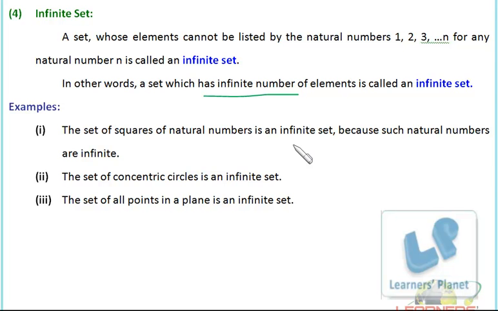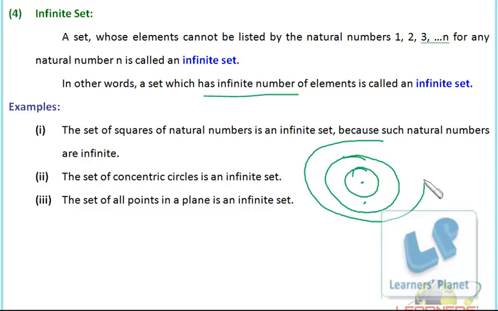The set of concentric circles is an infinite set. Suppose you have a circle with this center, all of them are concentric, and you can draw as many circles as you want. So the set of concentric circles is an infinite set. You cannot say how many circles you will be able to draw. Gradually the radius will increase and you can draw more and more circles, right?